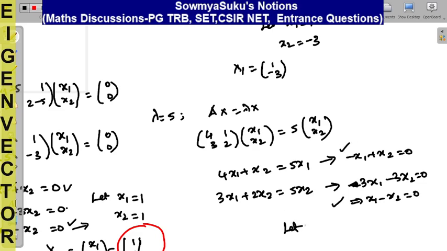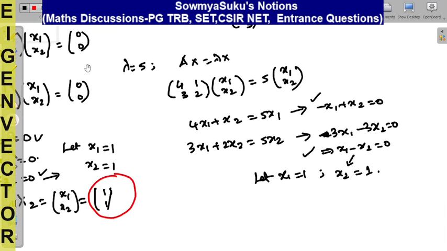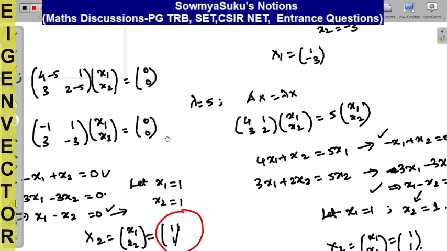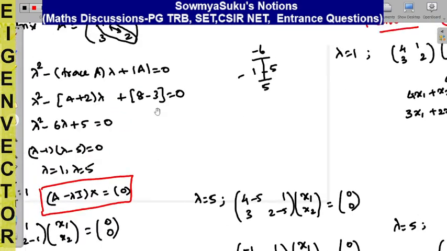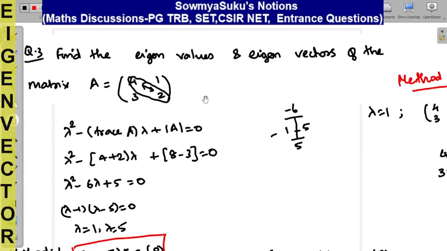Let me take x1 equal to 1, so x2 becomes 1. So the second eigenvector is x1, x2 equal to 1, 1. Both answers are equal: here 1, 1, and also 1, 1 in the first method, and 1, minus 3 for the first eigenvector. These are the two methods you can use for eigenvectors. Hope it helps you. Thank you.